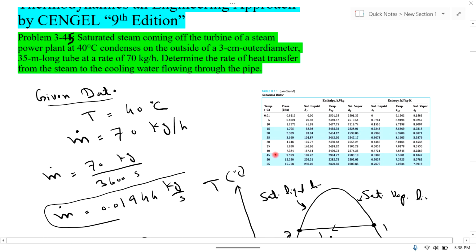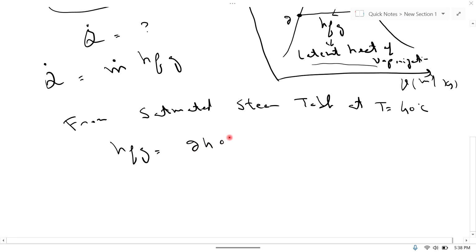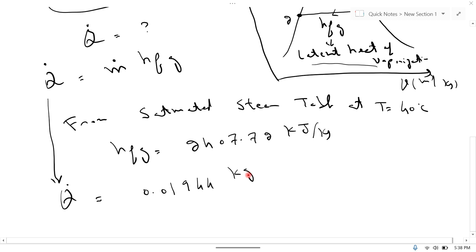So this is the steam table, and here the temperature is 40 degrees centigrade, and this is basically hfg. So find here hfg at 40 degrees centigrade: 2406.72 kilojoule per kilogram. So Q dot is equal to m dot hfg. m dot is 0.01944 kilogram per second, and hfg is 2406.72 kilojoule per kilogram.